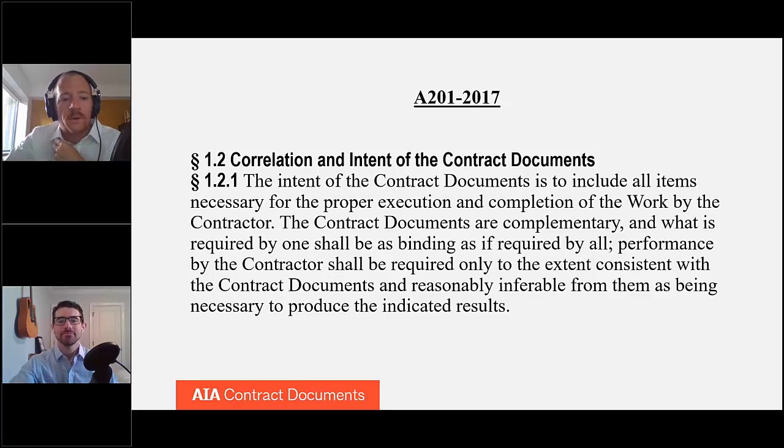Jimmy, I've got a question for you. One of the common misconceptions is that information within the specifications will take precedence over information found in drawings. Can you talk about how the drawings and specifications are supposed to work together and why having an order of precedence for those types of contract documents is not necessarily a good thing?